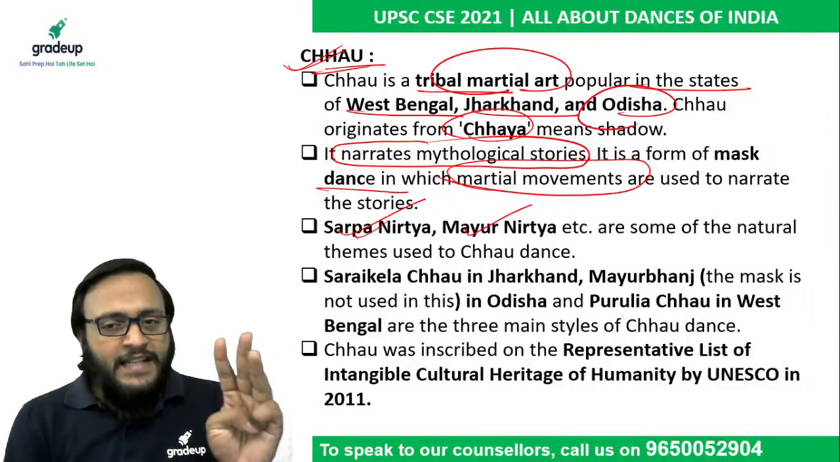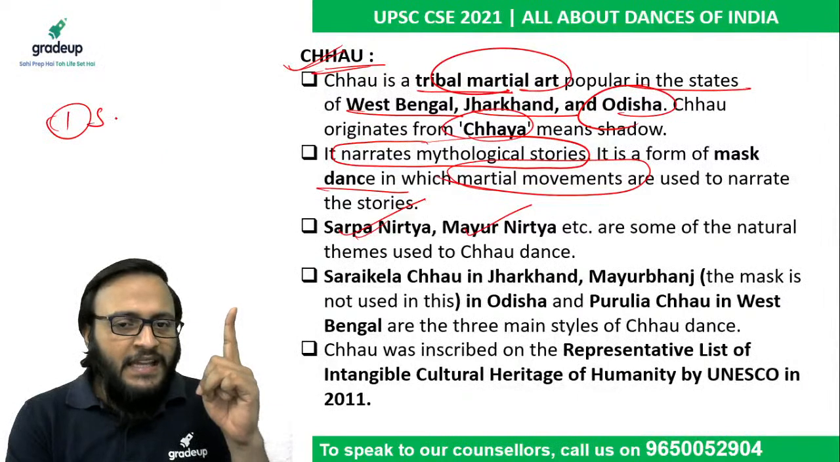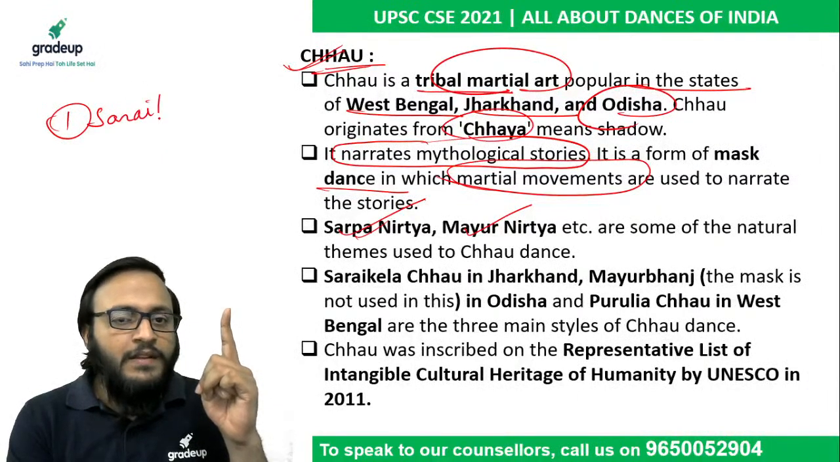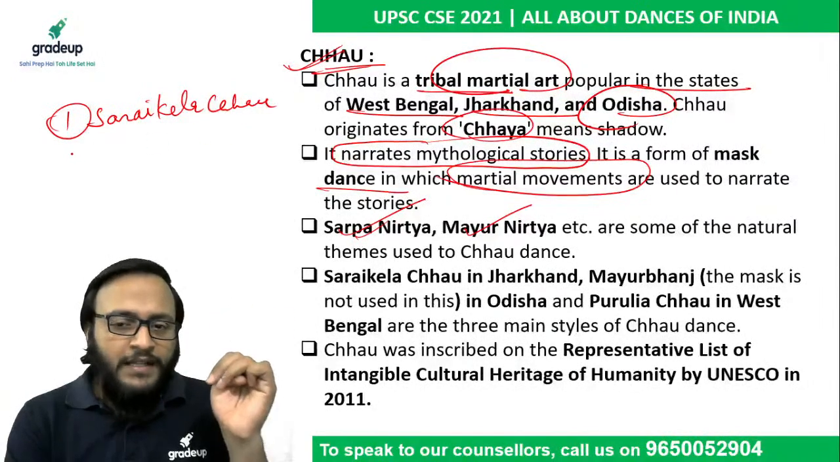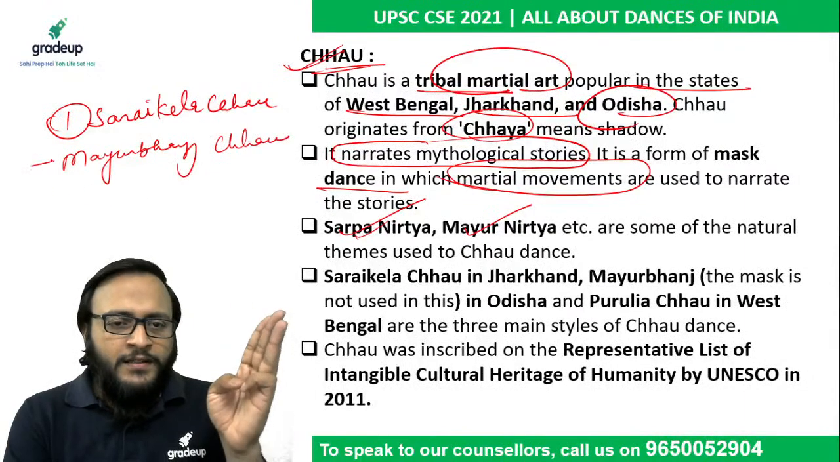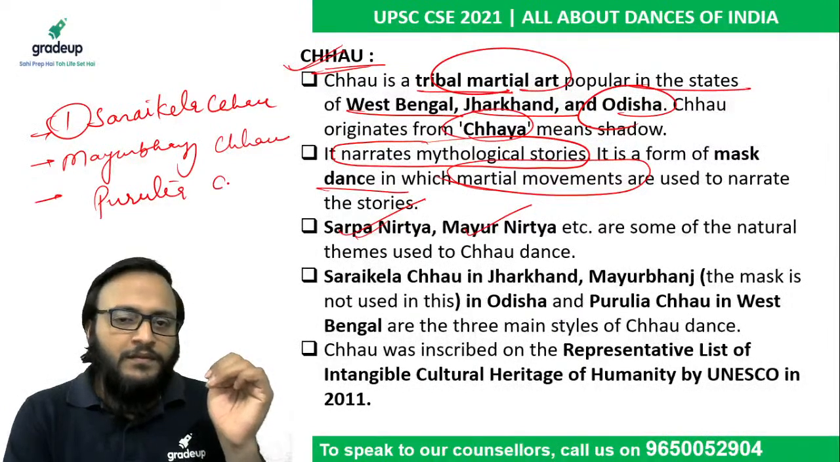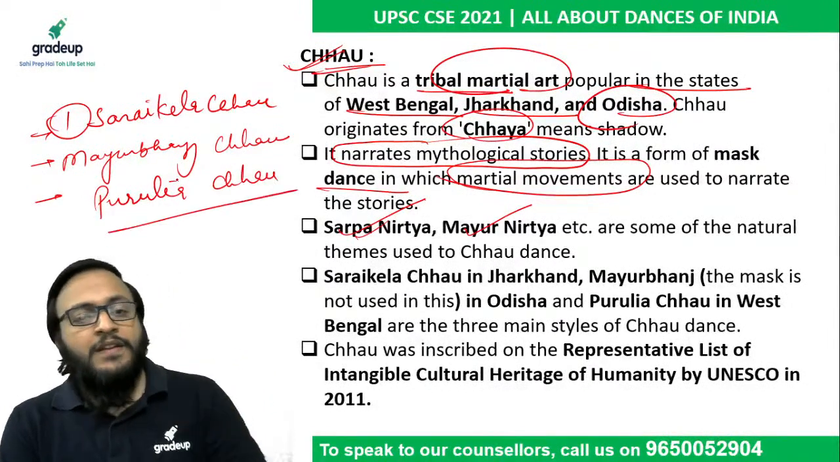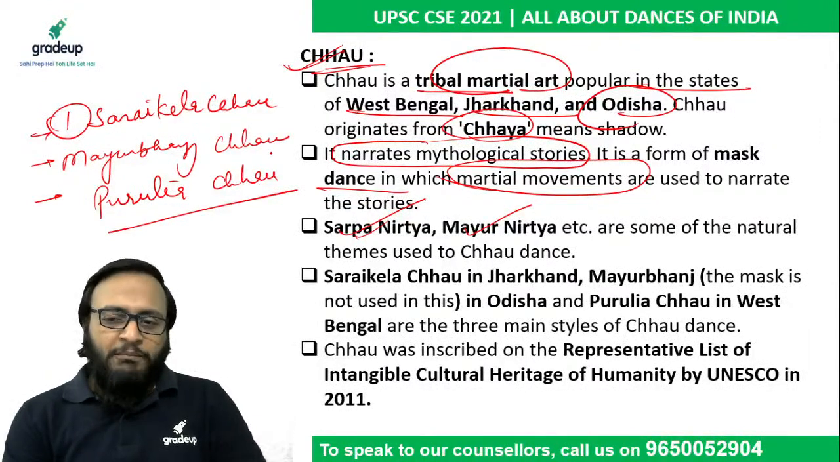Three major categories are there in the Chhau dance. Which ones? First one is the Saraikela Chhau. Second one, that is the Mayurbhanj Chhau. And the third one, that is the Purulia Chhau. So 3 types of Chhau are there: Saraikela, Mayurbhanj, and Purulia.